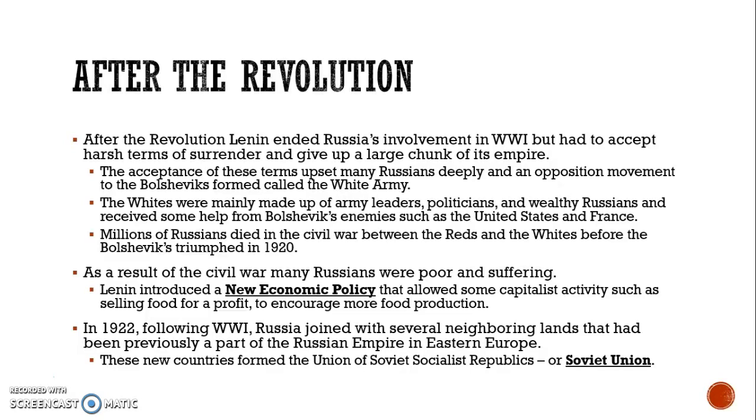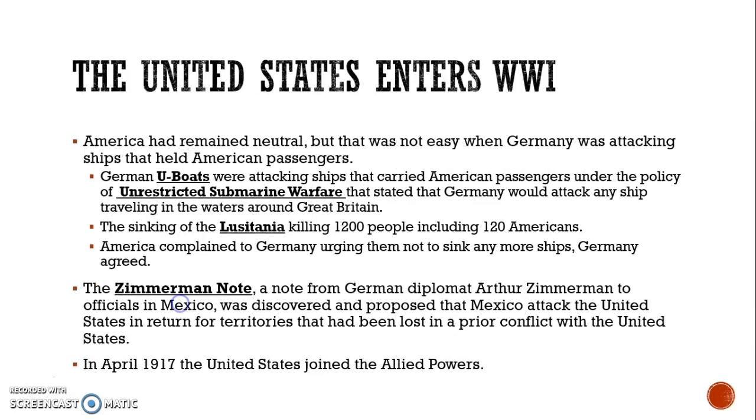As a result of the Civil War, many Russians were poor and suffering. Lenin tried to win back the favor of the people through his New Economic Policy that allowed some capitalist activities, such as selling food for a profit, trying to encourage more food production to feed the people. In 1922, after World War I, Russia joined with several neighboring lands that had previously been a part of the Russian Empire in Eastern Europe. These new countries formed the Union of Soviet Socialist Republics, otherwise known as what we know today, the Soviet Union.